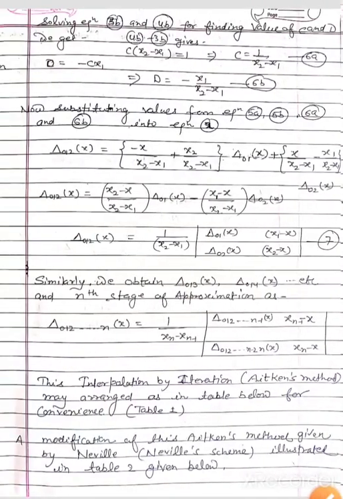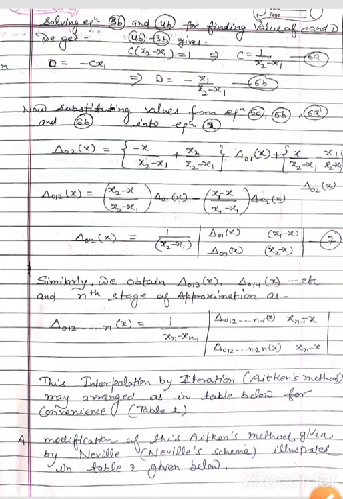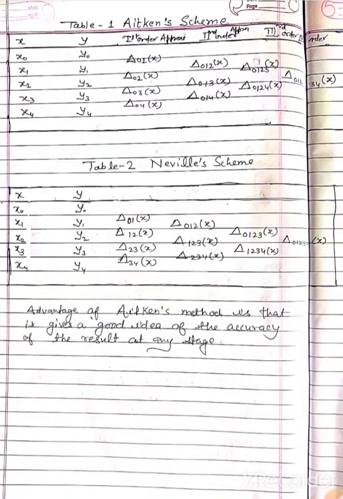There is a modification of Aitken's method given by Neville, which is called Neville's scheme, and it is illustrated in table 2, given on the next page. Here Neville's scheme is represented. This is the modified Aitken's scheme given by Neville.